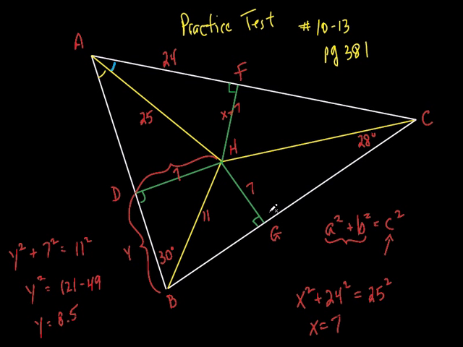How in the world am I going to do that? Well, what do I know about this whole entire big triangle, the whole big white triangle right there? What do I know about all three of these angles? They add up to 180, don't they? Can I find the other two big angles?